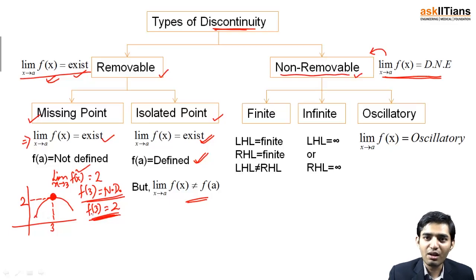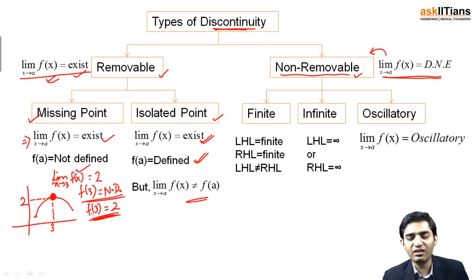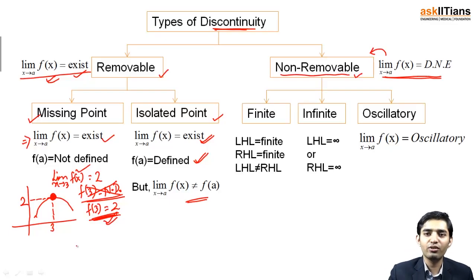So we can remove this type of discontinuity by defining the function differently, by making a slight change in the definition of the function. Instead, if I remove this and make f of 3 equal to 2, then it will become a continuous function. Okay, so missing point type. Why missing point type? Because the point is missing.